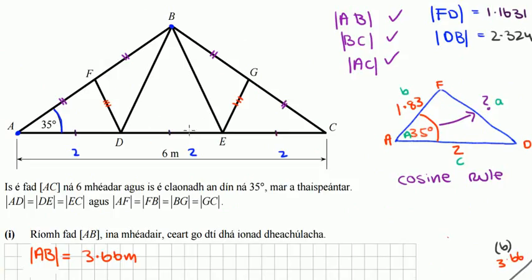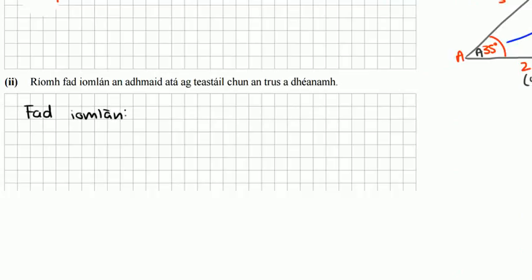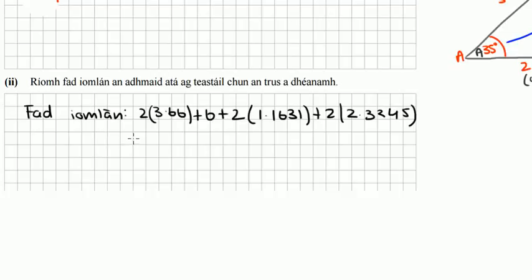Now that we've found all of the different lengths, we mustn't forget to add them all together in order to find the total length that we need to make the roof truss. We know that AB is equal to BC, so we have 2 by 3.66. The length along the bottom was 6. 2 by 1.1631, and 2 by 2.3245. So the total length is going to be equal to 20.2952 meters.